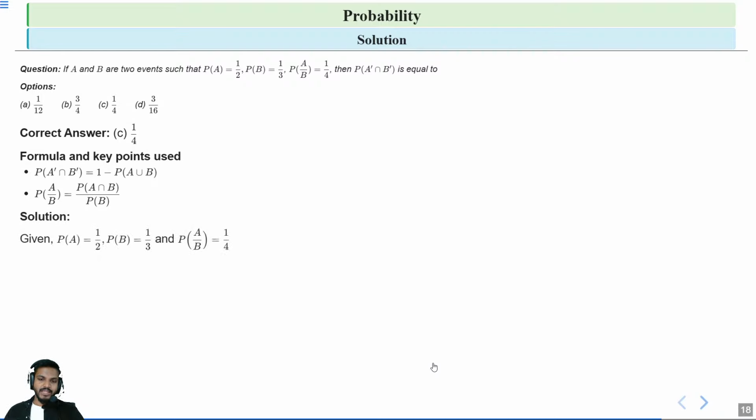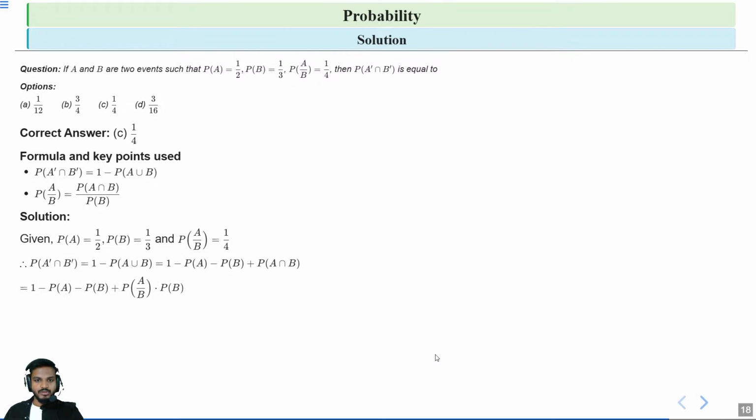So in the question it is given that probability of A is 1 by 2, probability of B is 1 by 3, and probability of A given B is 1 by 4. So what is probability of A complement intersection B complement? And that is equal to 1 minus probability of A union B. And formula for probability of A union B is probability of A plus probability of B minus probability of A intersection B. Okay.